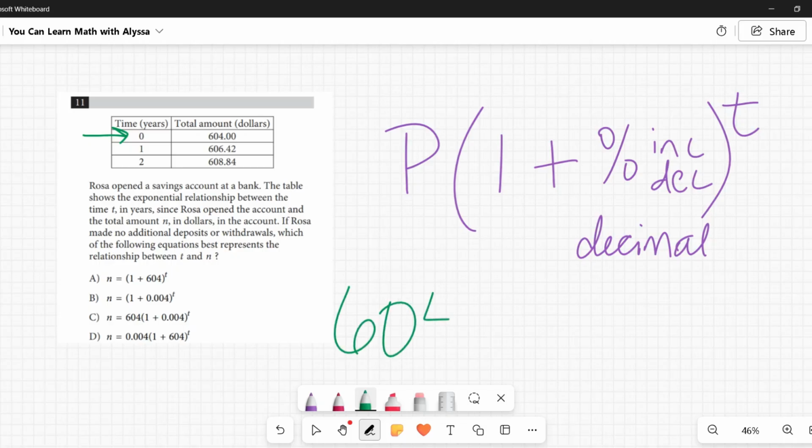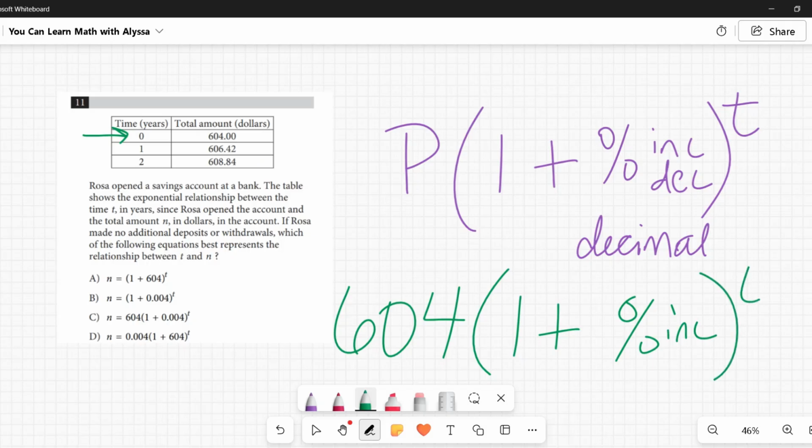So our principal is $604. And it's 1 plus our percent of increase. As we can see, it's going up as the years pass, and it's over the years. Do we need to figure out this percent increase?